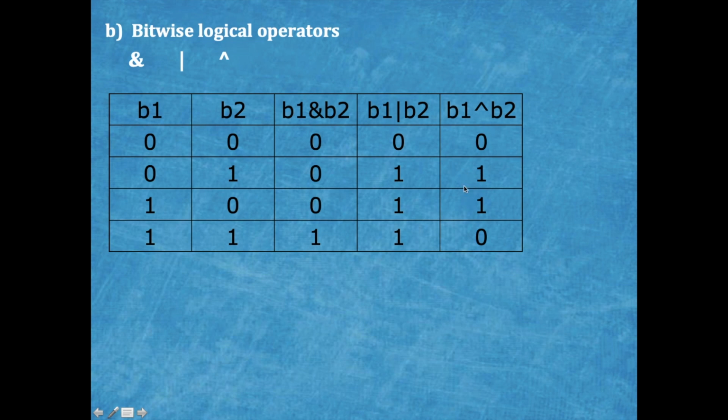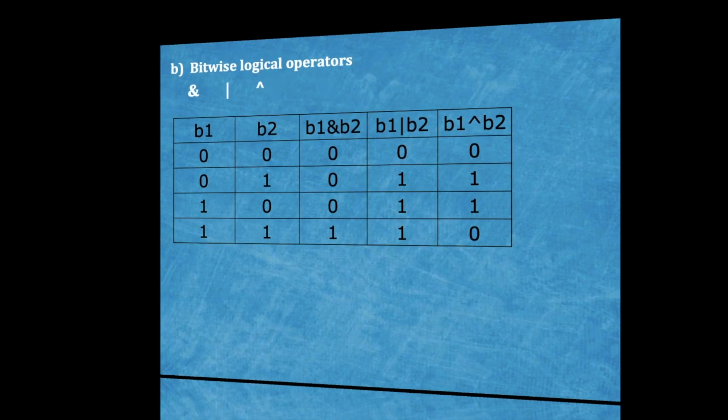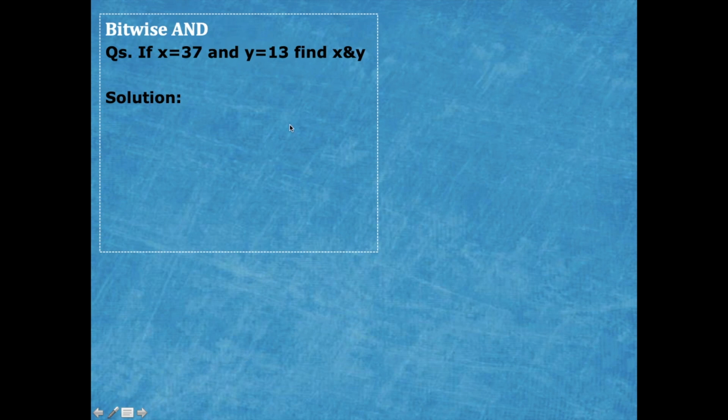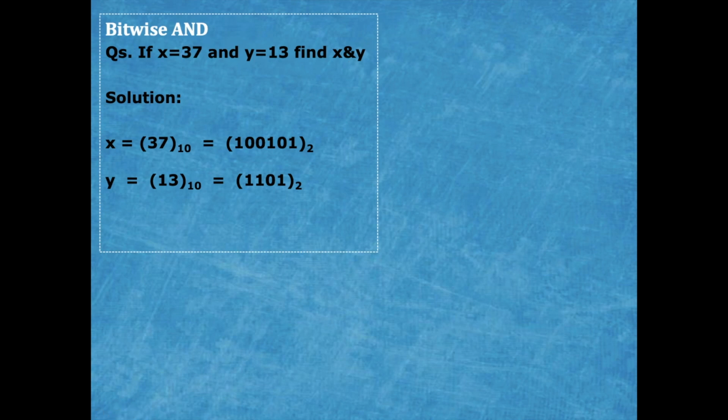Now to understand them better, let's do some exercise questions. The first one is on bitwise AND. The question says, if x is equal to 37 and y is equal to 13, find x AND y. So very simple. First of all, don't forget to convert 37 and 13 to binary format, because this is a bitwise operator. So it will not work on 37 and 13 directly. It will work on the bits of the operands.